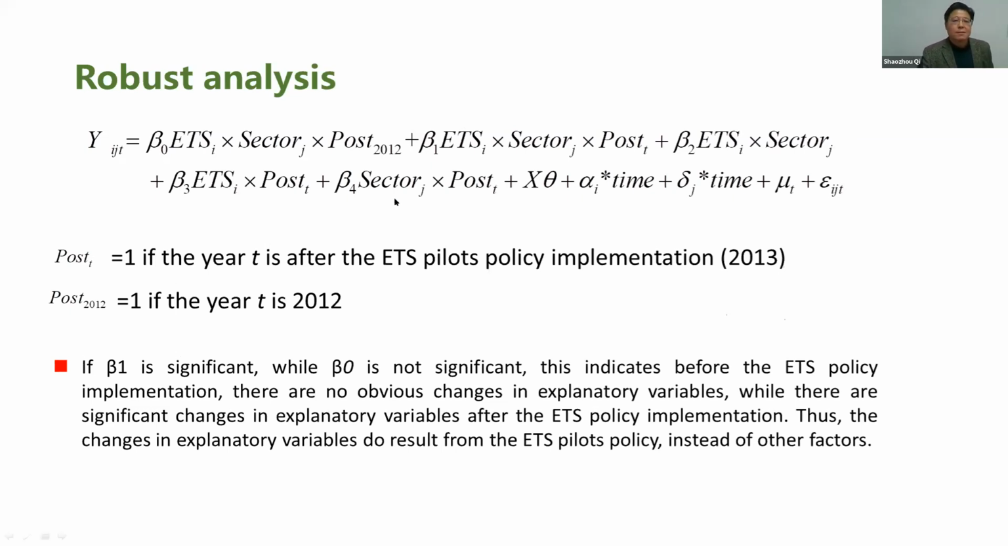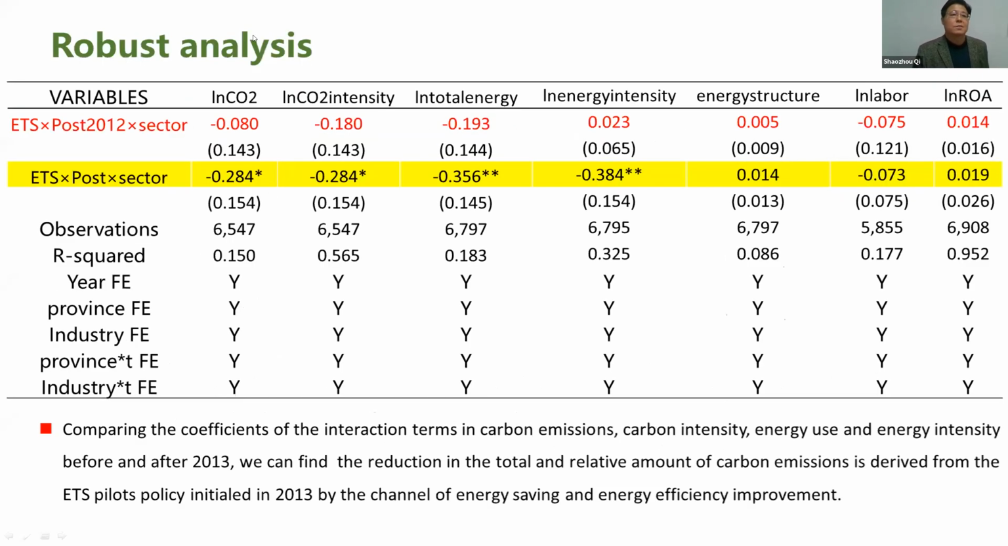So if beta 1 is significant while beta 0 is not significant, this indicates that before the ETS policy implementation, there was no obvious change in explanatory variables, while there are significant changes in explanatory variables after the ETS policy implementation. Thus, the change in explanatory variables does result from the ETS policy instead of other factors. So this is the robustness analysis result.